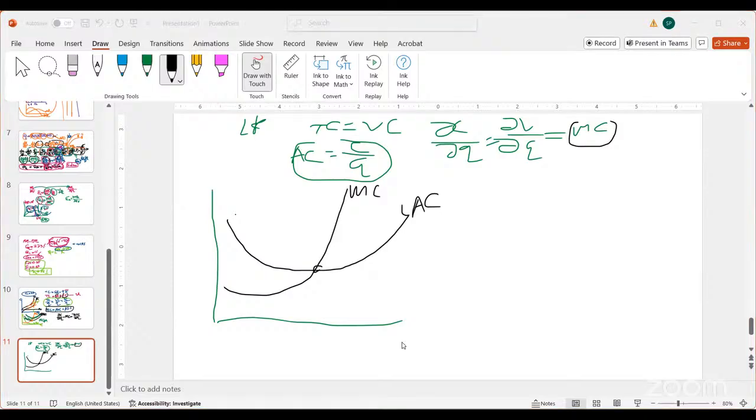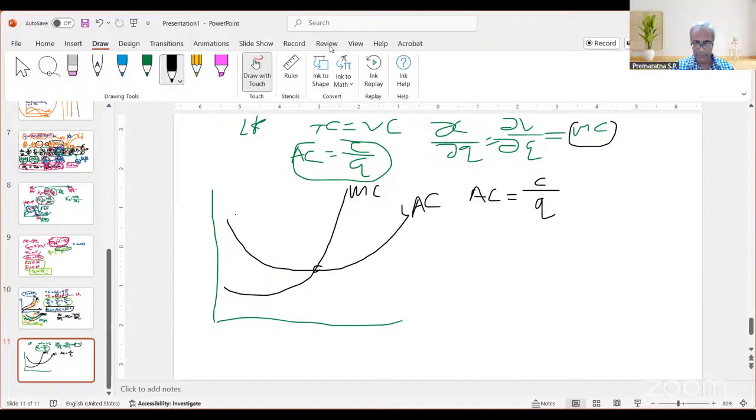Now, here also you can notice the same relationship. In the exam, I may ask you to find the relationship, then you have to explain, you have to draw, and with algebra, you have to prove it also. So how to prove it? Now, let's say the average cost equals C divided by Q. That is the average cost.